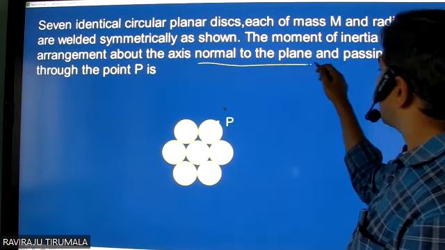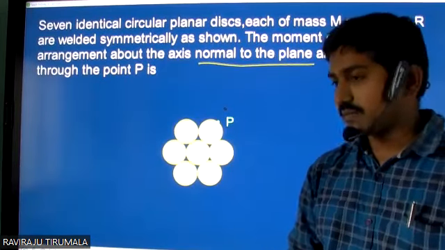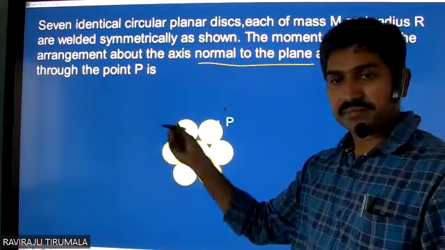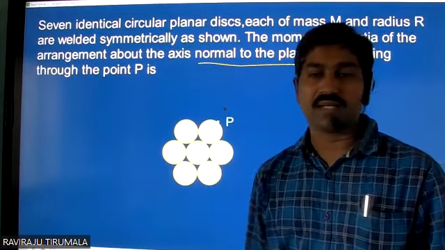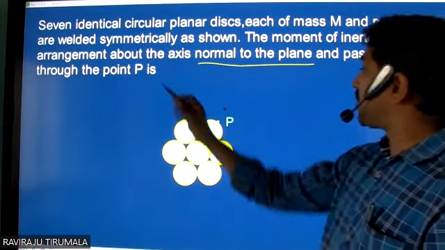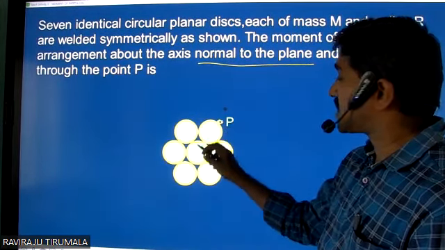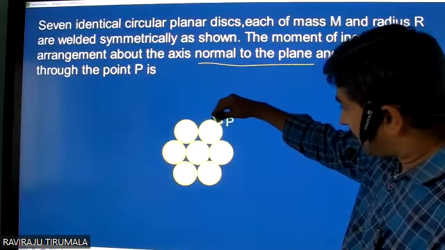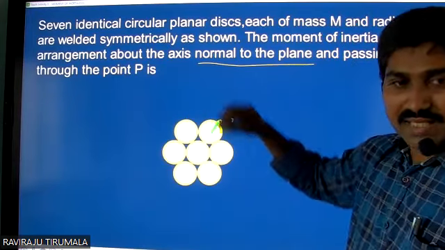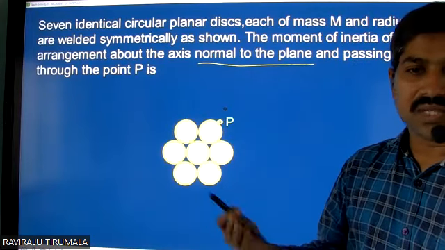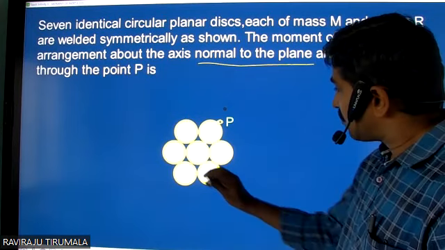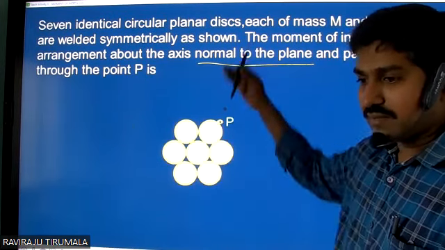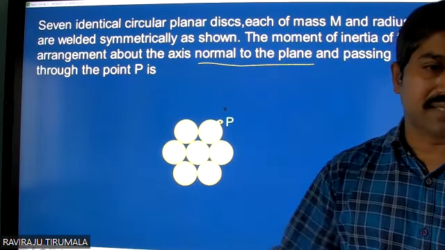About an axis, that means perpendicular to the plane. That means this is the plane of all the discs only. Na? Now the axis will be like this. Axis will be perpendicular to the plane of the board and passing through the point P, not at the center. They're asking us to calculate about a line passing through P and perpendicular to the plane. But directly doing it will take more time to calculate. So first we calculate moment of inertia about an axis passing through the center. Then you can apply parallel axis theorem. Then you will get the answer.